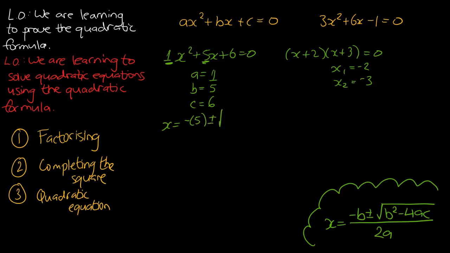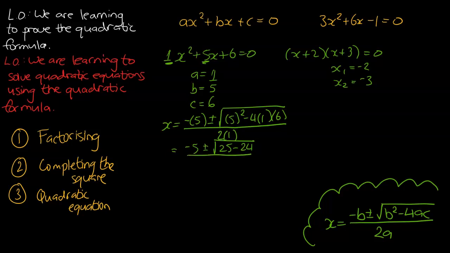We're going to go plus or minus 5 squared minus 4 times 1 times 6, and all of that sits in the square root sign. We're then going to divide that by 2 times 1. We're now just going to look to simplify, so that's negative 5 plus or minus 25 minus 24, and that's going to be divided by 2. So we've got negative 5 plus or minus the square root of 1 divided by 2, and from here we're just going to work out the two solutions.